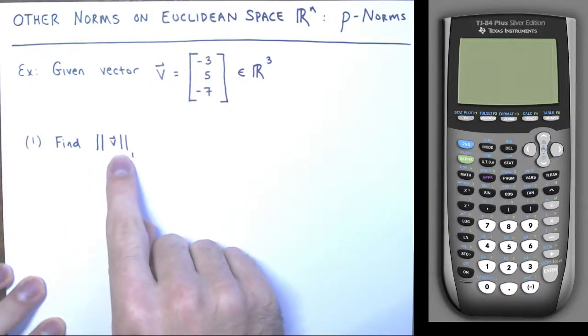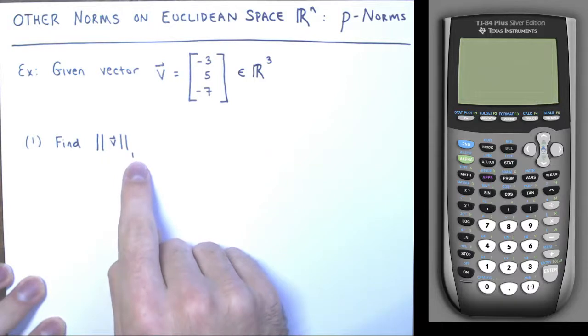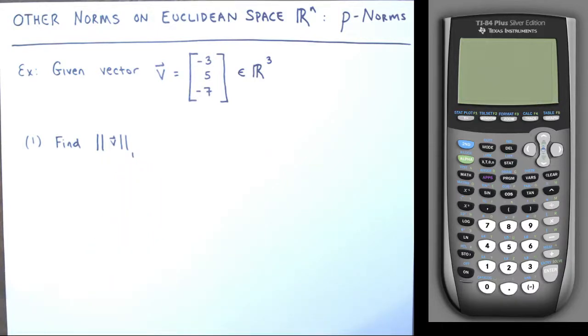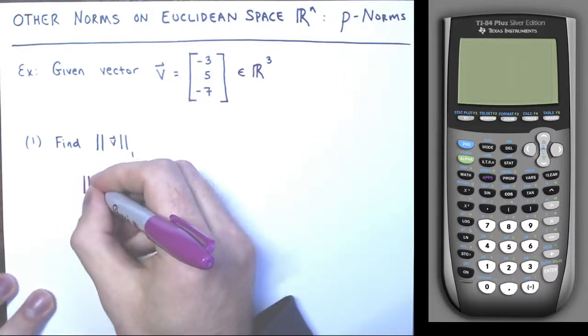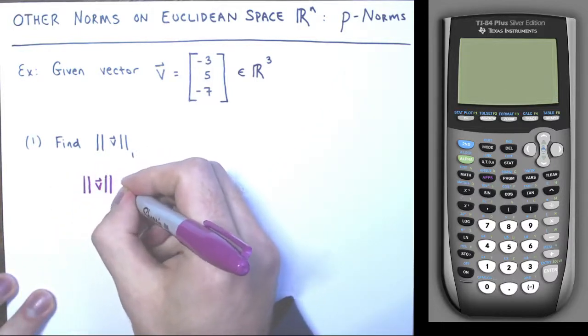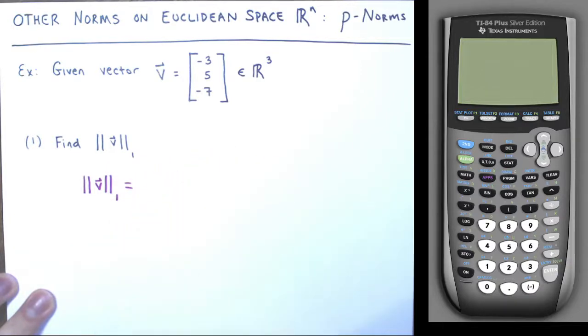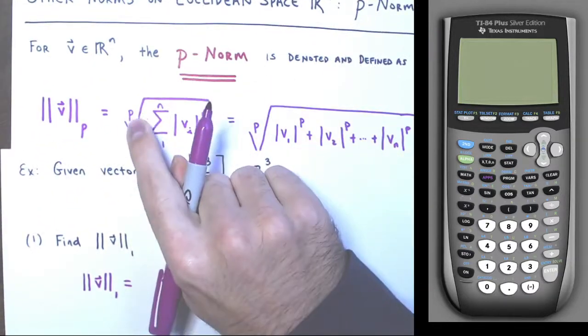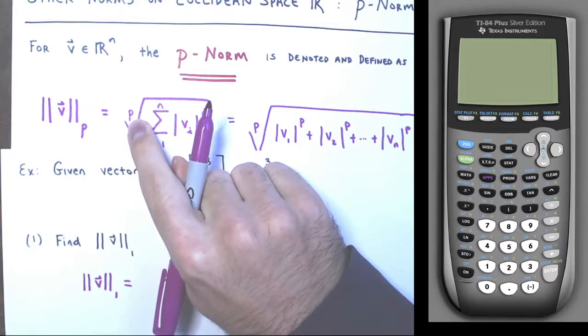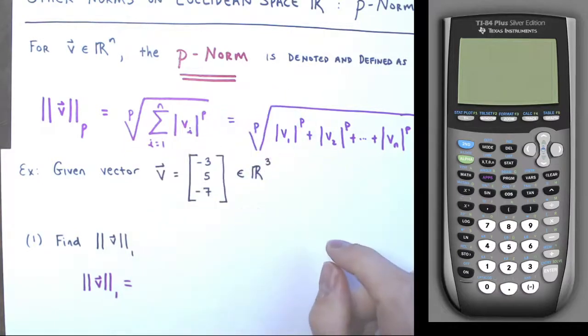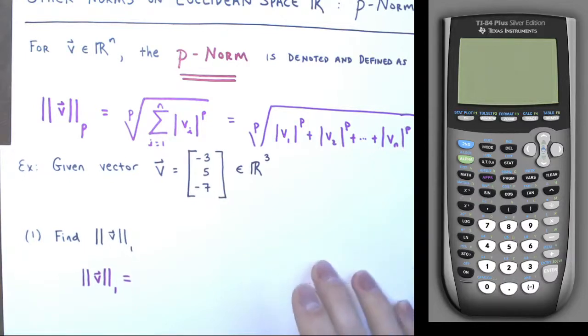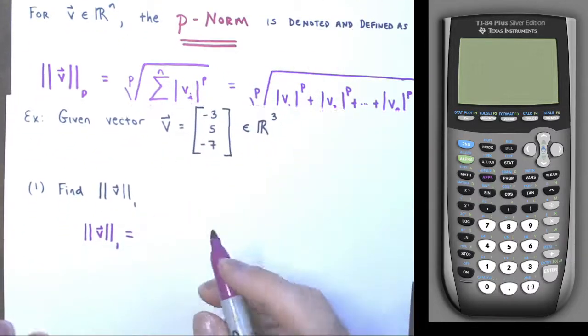Find the 1 norm. See the norm of v with a little subscript of 1? Well, the 1 norm would simply be the first root. Well, the first root isn't a root, so there's no root symbol. Taking the first root of some expression is raising to the first power. So it's just simply this sum.